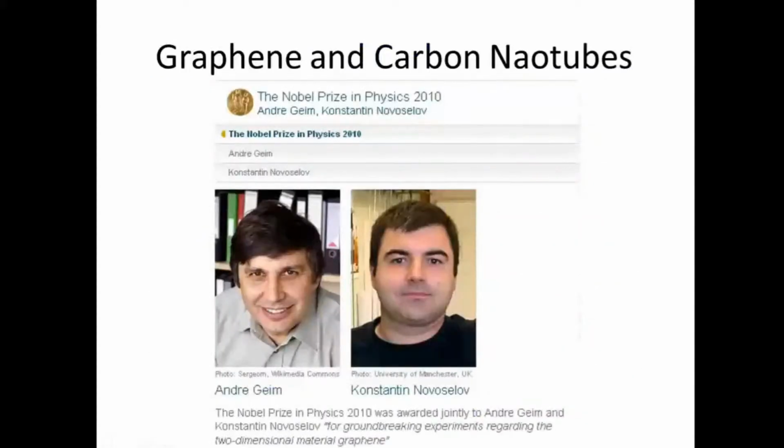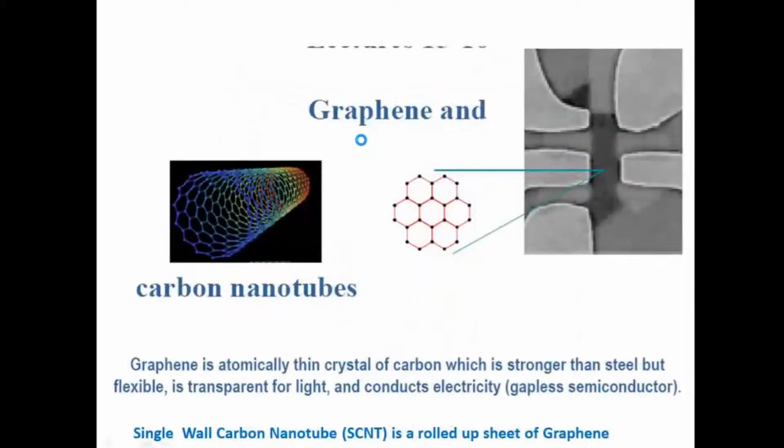The alternative to CMOS: graphene and carbon nanotubes. Andre Geim and Konstantin Novoselov managed to make two-dimensional graphene ribbon in their labs, and for this work got a Nobel Prize in Physics in 2010. Graphene, the atomically thin crystal of carbon, is stronger than steel but flexible, is transparent for light, and conducts electricity. It is also called a gapless semiconductor.